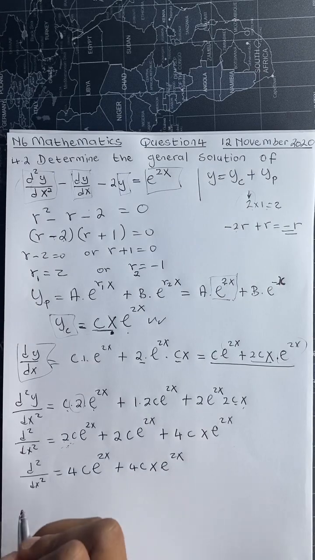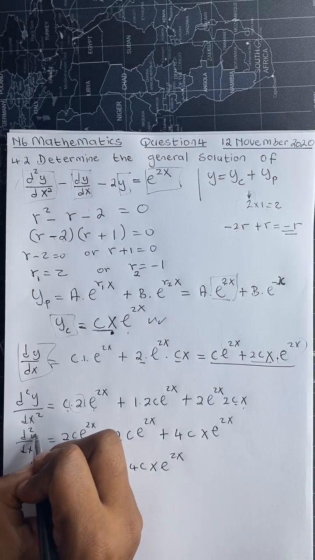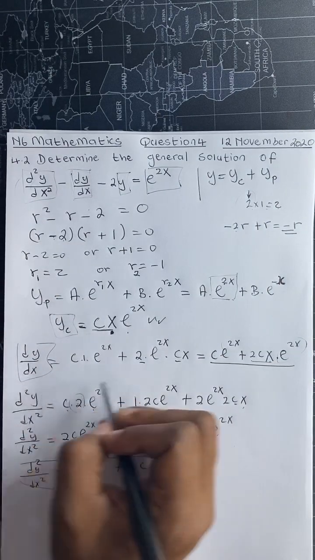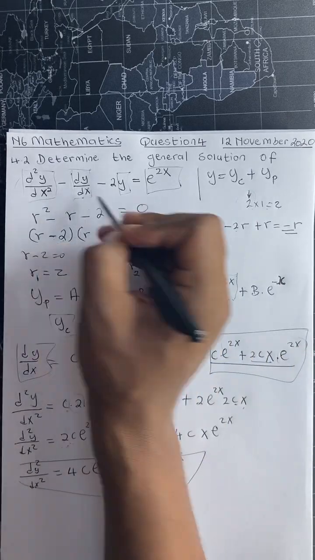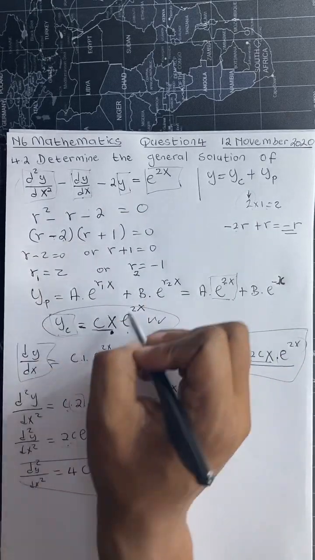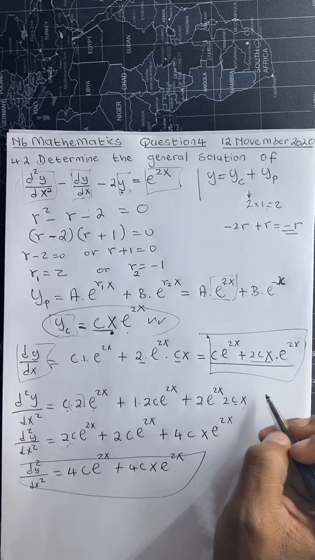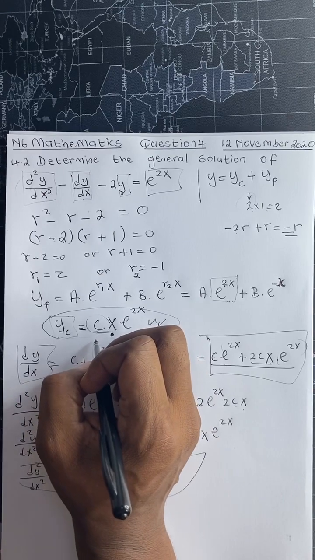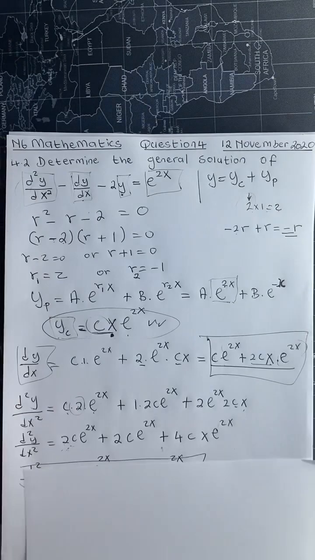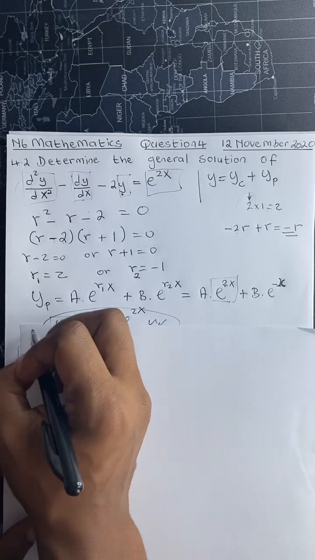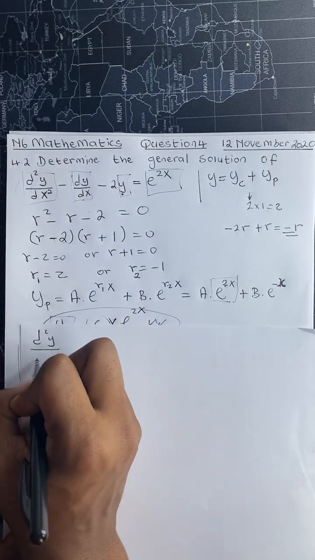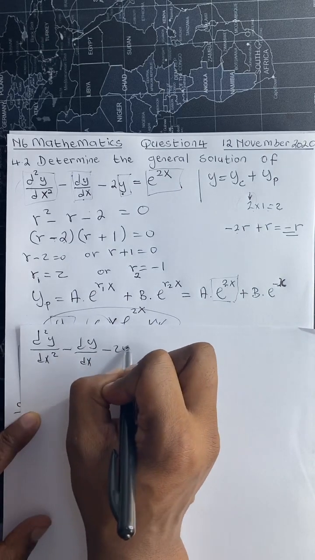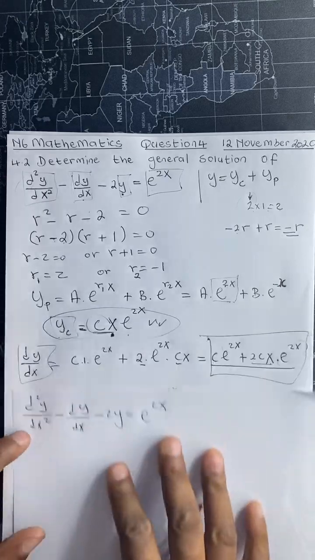So we take this d squared y and we substitute it there, and this dy over dx we substitute it here, and this y we substitute it here, so that we can find the value of this c. So we have d squared y over dx squared minus dy over dx minus 2y is equal to e raised to the power 2x.